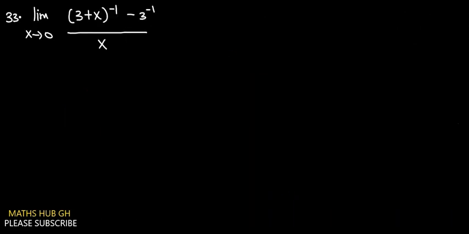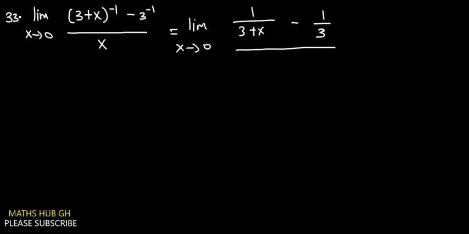Okay guys, so this is the next example. Let's look at how you are going to solve this example also. The direct substitution is not going to work now, so you have to do some transformation here. So I'm going to rewrite this as the limit as x approaches 0 for (1/(3 + x) − 1/3) divided by x. Now let's focus on the numerator.